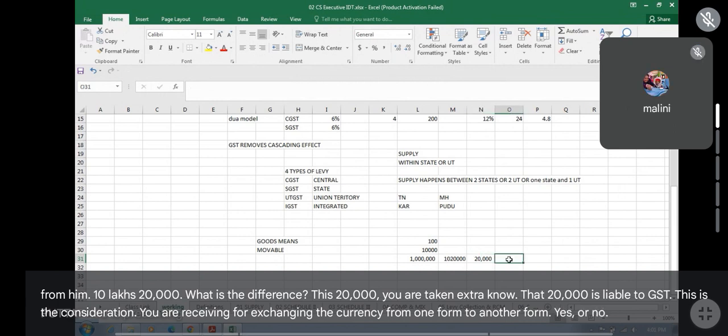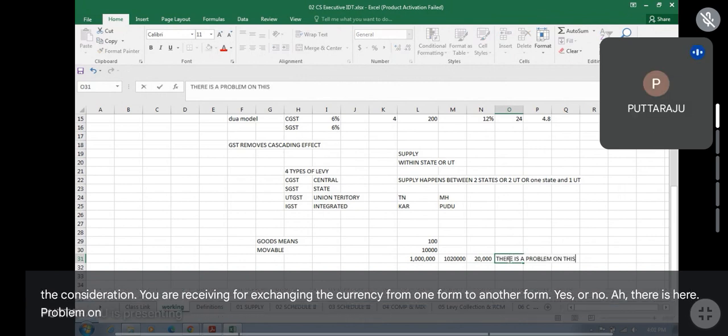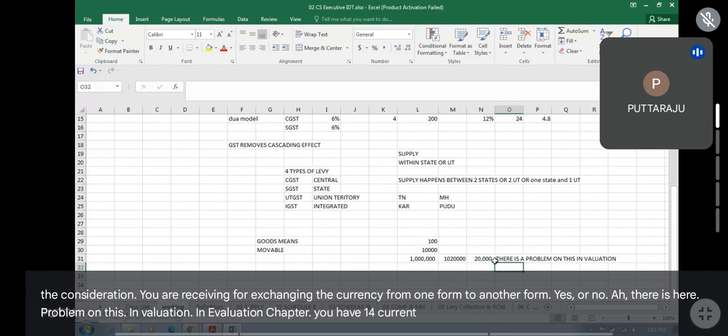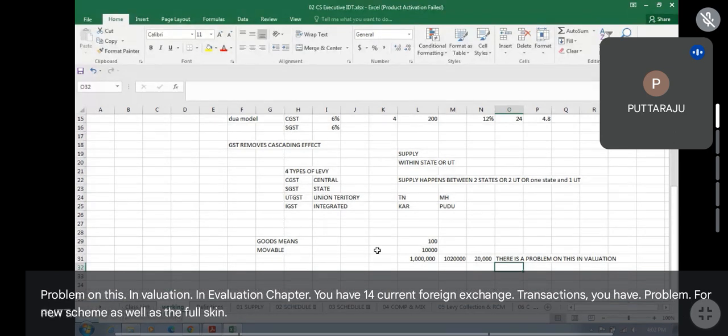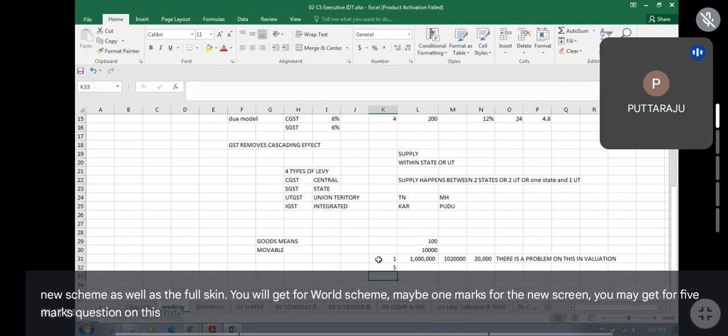Yes, sir. There is a problem on this in valuation. In the valuation chapter, you have foreign exchange transactions. You have a problem for the new scheme as well as the old scheme. You will get for the old scheme maybe 1 mark. For the new scheme, you may get a 5 marks question on this valuation of foreign currency dealer.